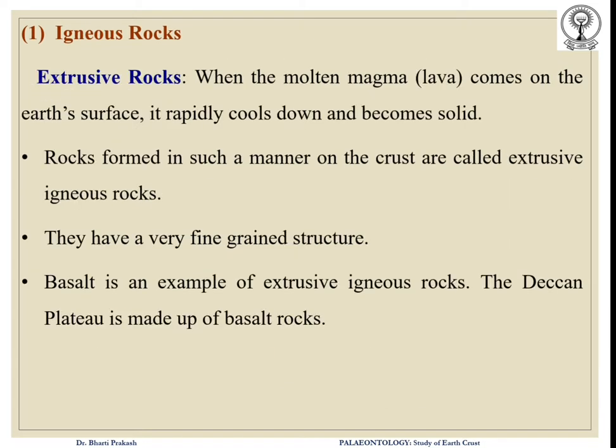Then the extrusive rocks. When the molten magma comes onto the earth's surface, it rapidly cools down and becomes solid. This type of rock is known as extrusive igneous rock. They have a very fine grained structure. Basalt is an example of extrusive igneous rock, and the Deccan Plateau is made by this.